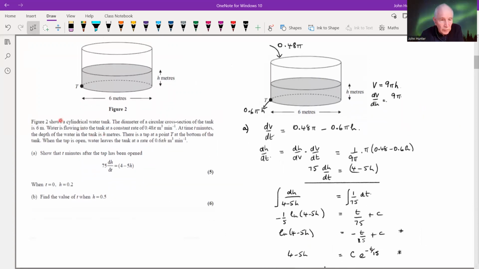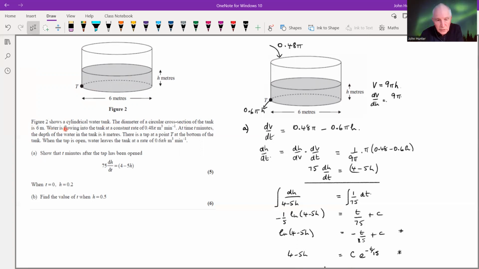Okay, so what have we got? Figure 2 shows a cylindrical water tank. The diameter of a circular cross-section of the tank is 6 meters. So therefore the radius is 3 meters. Water is flowing into the tank at a constant rate of 0.48 pi cubic meters per minute. And at time t, the depth of the water in the tank is h meters.